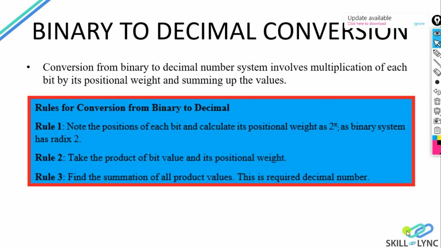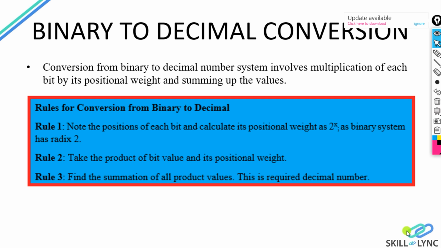So let us see what are the rules for converting a binary number into a decimal number. Again, binary number means either 0 or 1, and decimal number system has the numbers from 0 to 9. The rule says, first of all, note down the position of each and every bit, because we will represent everything in terms of radix to power n. Here it is binary, so it is 2 to power n. 2 is the radix, 2 is the base. Then we will multiply the number with the positional weight, and the final sum is the required decimal.